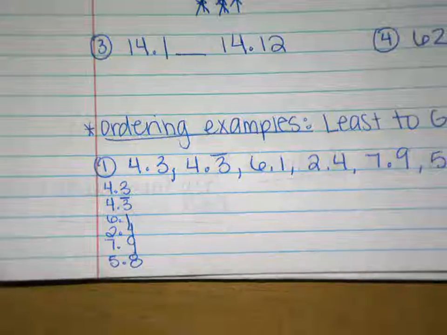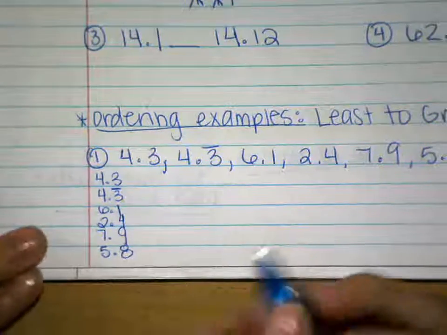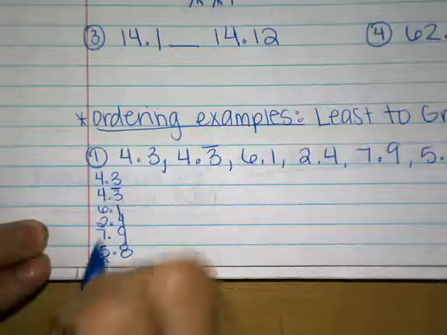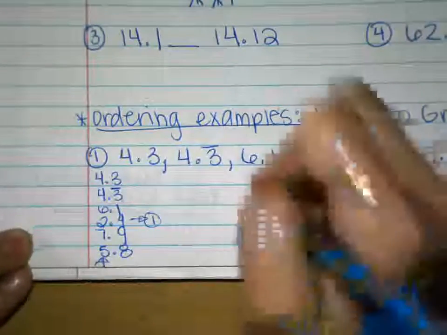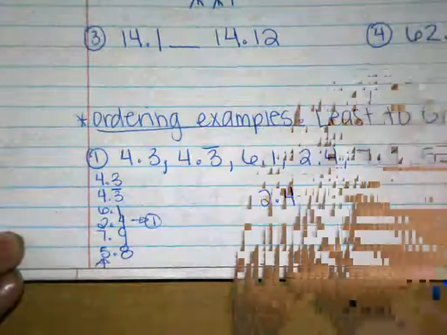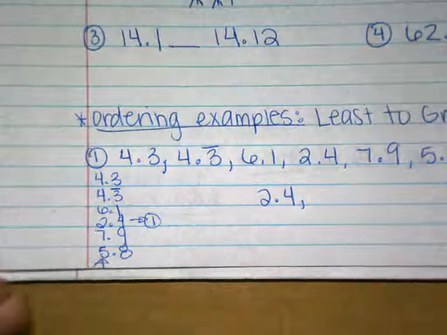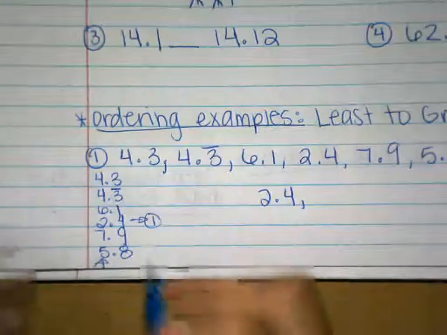So I'm going least to greatest, which means I want to pick the smallest number first. Well, my smallest number in this case, if I look at the ones column, ends up being the 2.4. So that is my first number, which means I'm going to write 2.4 off to the side, and I'm going to put a comma, 2.4, comma. Then I need to find the next smallest number.